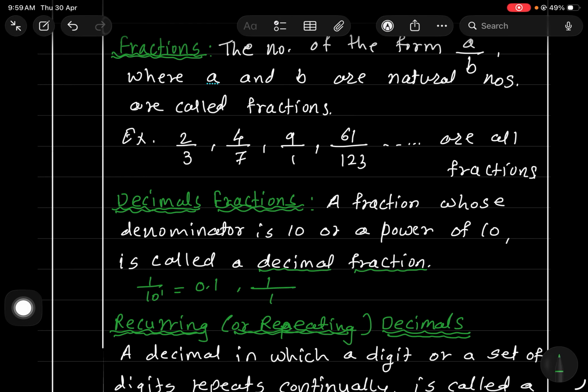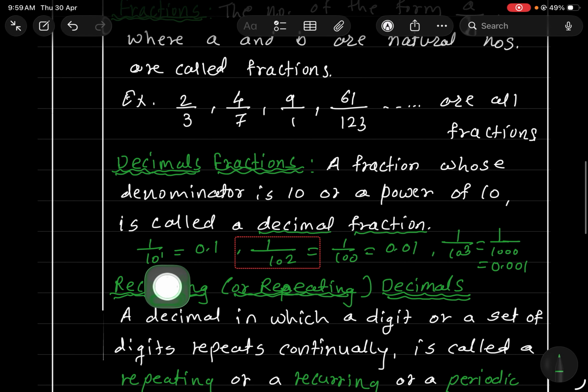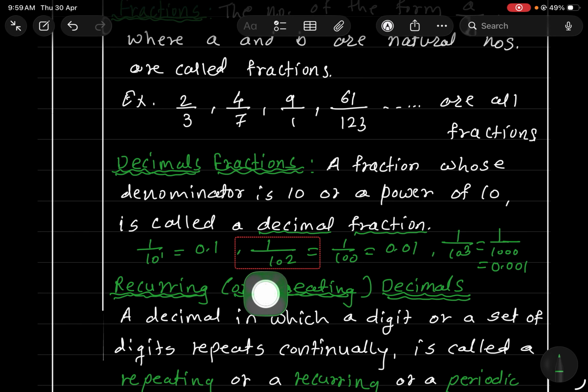Then if you are writing 1 upon 10 square, that means 1 upon 100, and the answer comes like this. Suppose 1 upon 10 raised to 3, that means 1 upon 1000, and the answer comes like this. So these are called decimal fractions, because their denominator is 10 or a power of 10. Power of 10 means 10 square, 10 cube, 10 raised to 4.